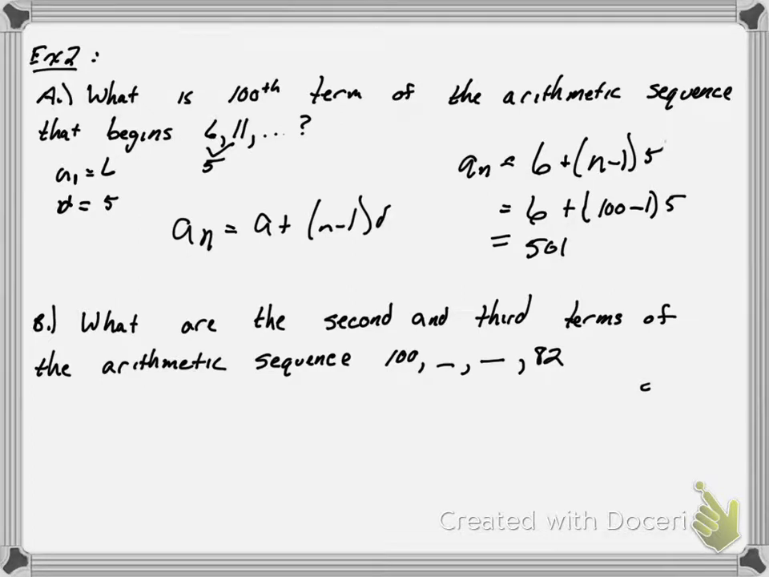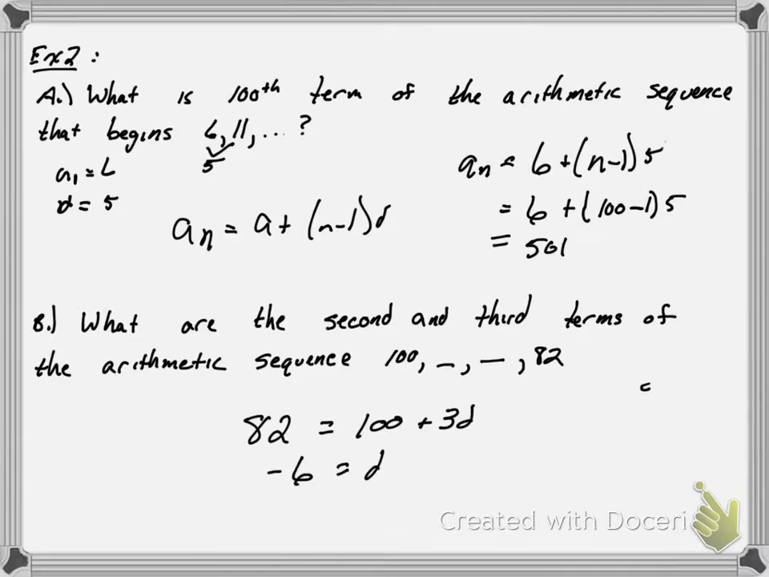What are the second and third terms of the arithmetic sequence 100, something, something, 82? So this brings in still the same formula, a plus n minus 1 times d. And what are we going to get to? Well, our fourth term is 82, and our first term is 100. 100 plus, well, how many terms are there to 82? Well, there's 1, 2, 3. So there's actually 3 times the common difference to get to 82. And just a matter of solving. Subtract 100, divide by 3. You end up with d equals negative 6.